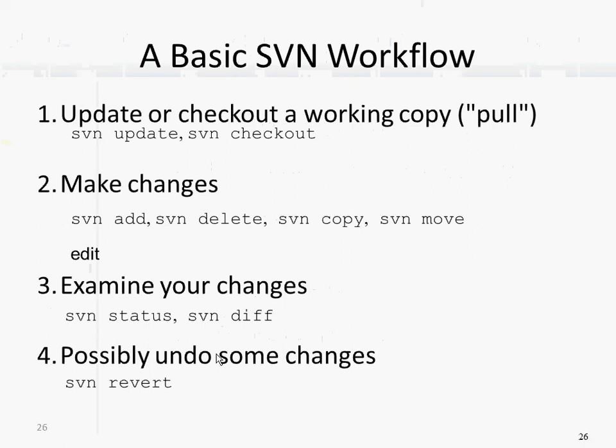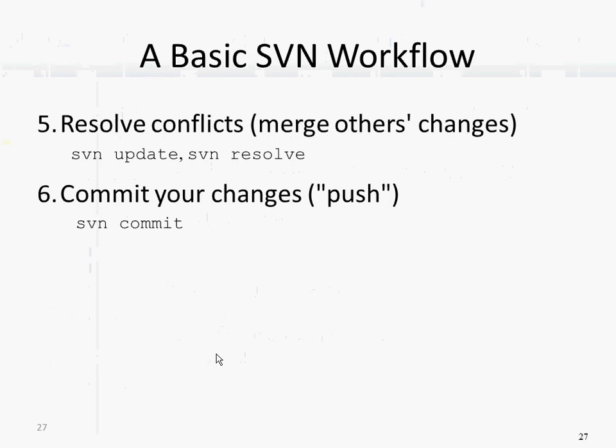Then you'll examine your changes. You'll see how those have changed things from what's on the server, sort of what's the current status of files compared to what's on the server, and possibly you'll undo some changes. For example, you revert back to an earlier version of the code. You'll undo some of the changes that you've accomplished. You might resolve conflicts, so you can do SVN resolve. It's useful for merging with other people's changes, following an SVN update.